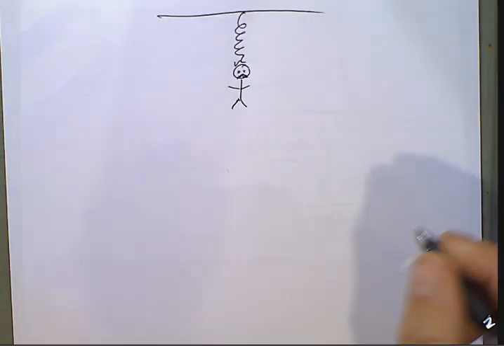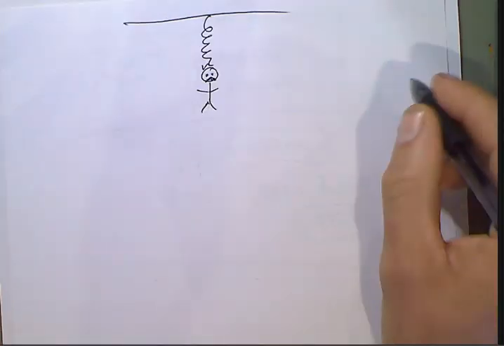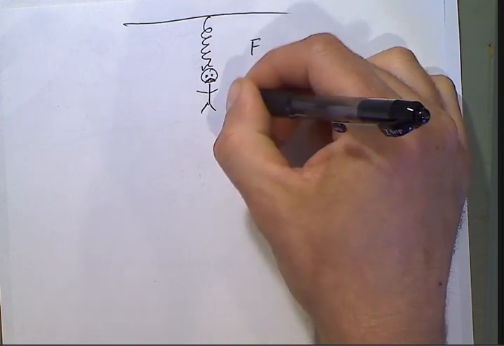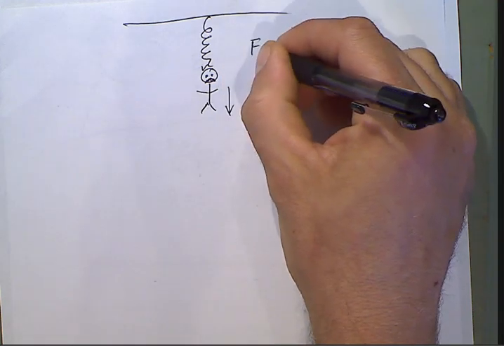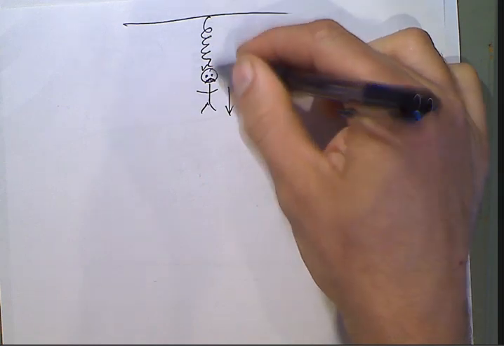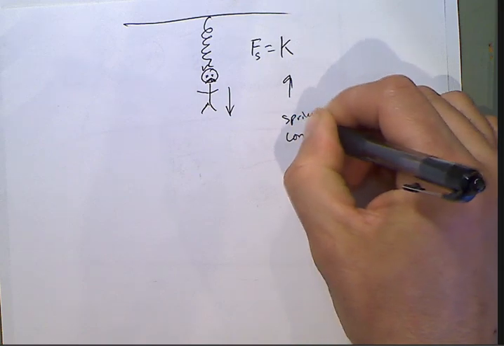All right, so anyways, this guy, he's bouncing up and down. And so you have a couple of different aspects going on here. You have the force, okay? So there's a force on this spring. I'm going to go force sub S, and that's going to equal what? It's going to equal the K, which is the spring constant.